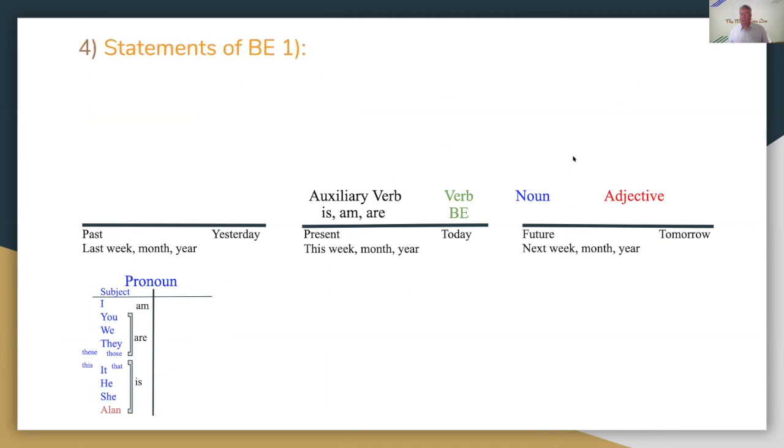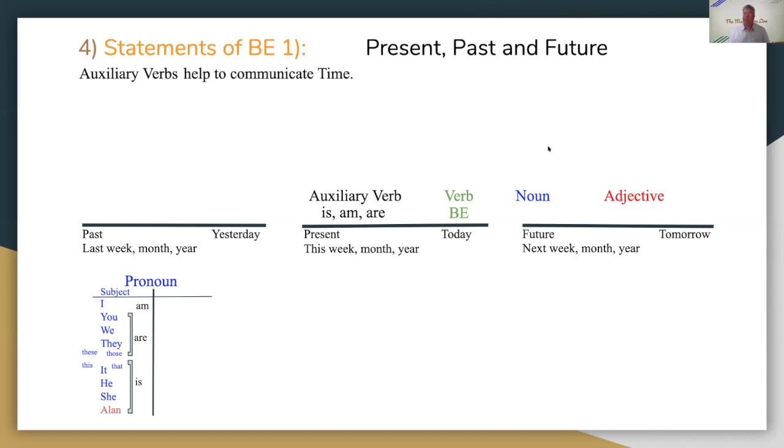Now, the next idea that we need to think about is making the statement using the action of be. On the whiteboard now, we have all of the information that we need to make our first statement. And we can make our statements in the past, the present, and the future. So, the auxiliary verb helps us to communicate time. In the present time, we use is, am, are, and we use it connected with the pronoun. So, to make a simple statement in present time, we can say, it is Monday today.